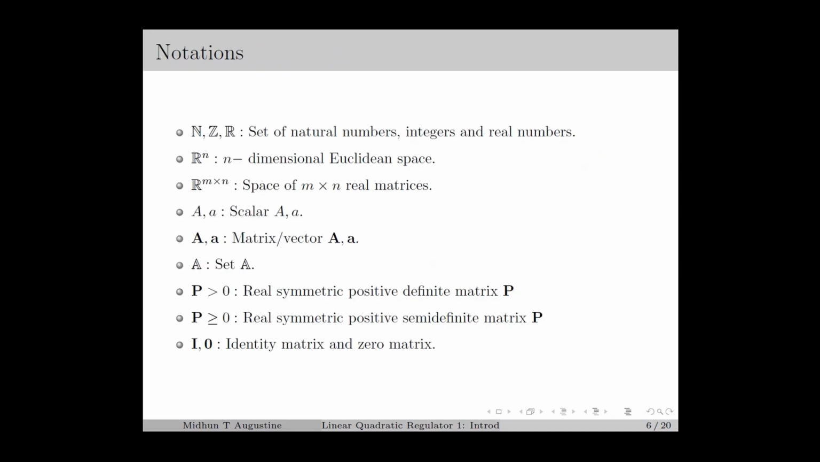The notations used in this lecture series are standard. We use normal font for representing scalars, bold font for representing matrices and vectors, and blackboard bold font for representing sets.